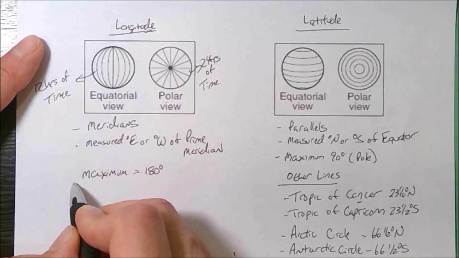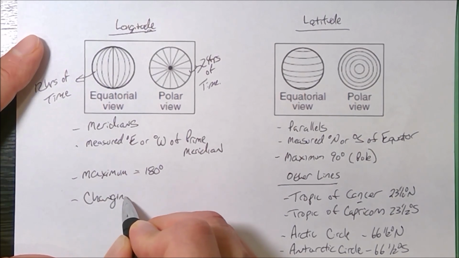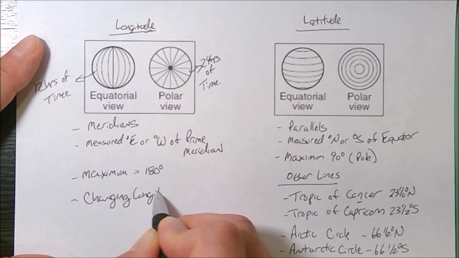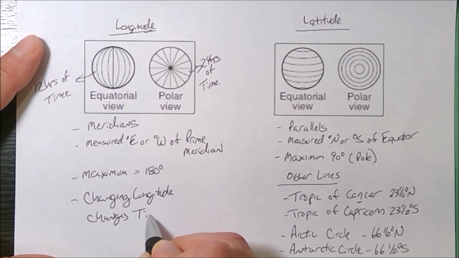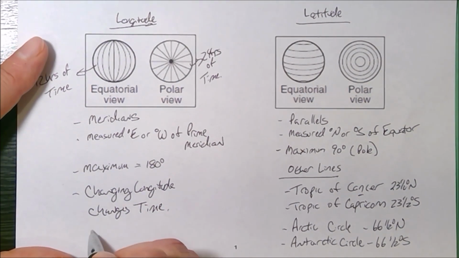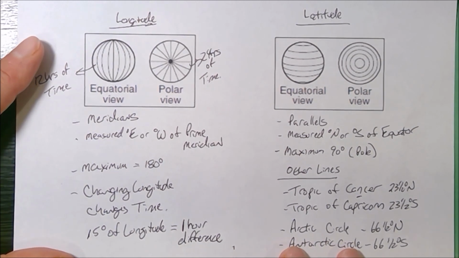Now, one thing that we're going to deal with longitude is you should know that changing your longitude changes the time. Essentially, 15 degrees of longitude is equal to a 1 hour difference in time. And we will have some other boring diagrams to take a look at how we would do those problems.